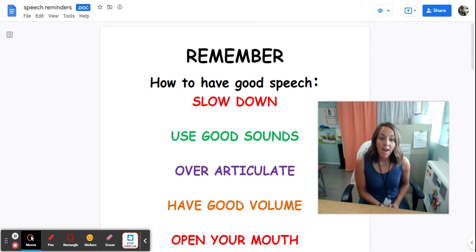The next strategy is use good sounds. So we know that every single word has lots of different sounds in it. And if we use all the right sounds, then it's going to sound much more clear. So we know that the R sound and the L sound, and if we say those sounds correctly, like I really like rabbits, then it's going to sound really good. And if we don't use good sounds, it might sound wrong, and so that's not going to be good, and we're not going to be able to understand you. So you need to use good sounds.